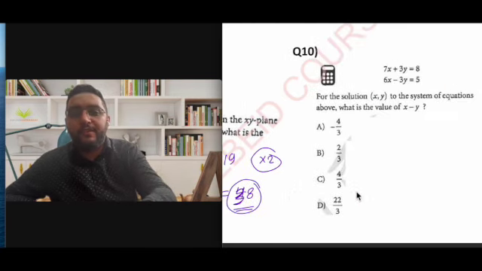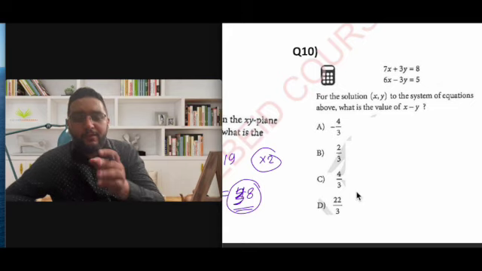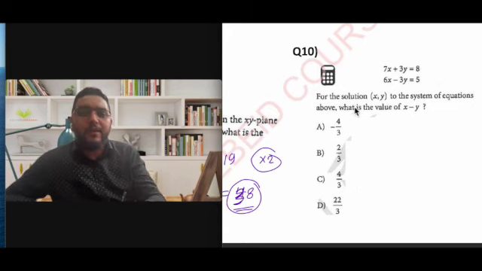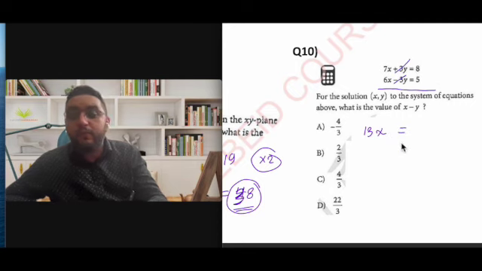Let's move to question 10. For the solution x and y to the system of equations above, we have 7x plus 3y equals 8 and 6x minus 3y equals 5. What is the value of x minus y? We can also use the calculator for this type of question, but we will try to answer it without one. If we add both equations, we have 7x plus 6x, which equals 13x, and you can cancel 3y with negative 3y. On the right hand side, 8 plus 5 equals 13. It means x equals 1.